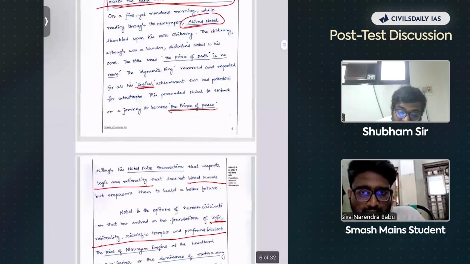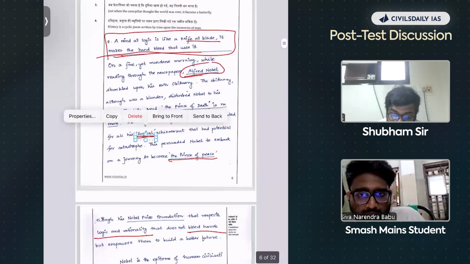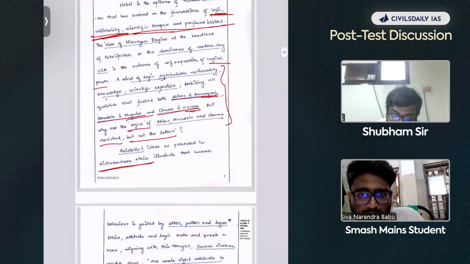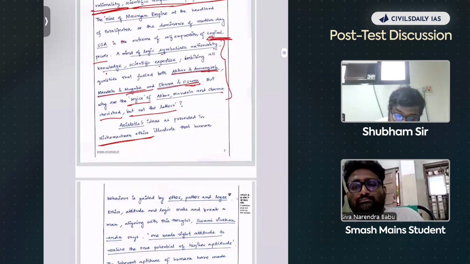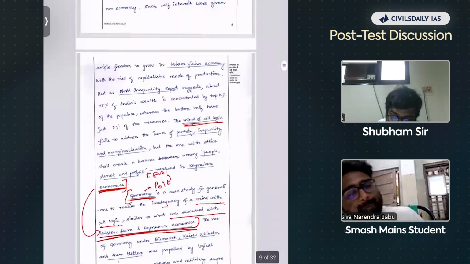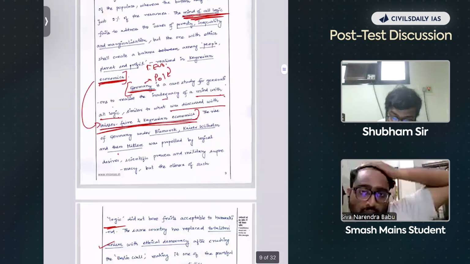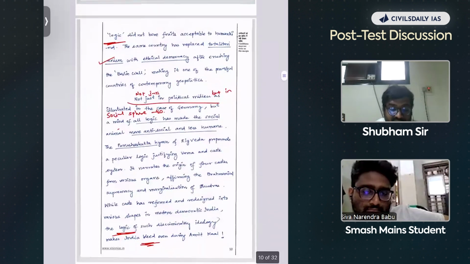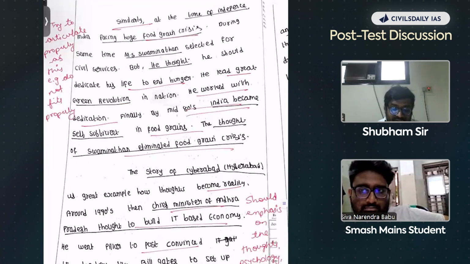If you see again, the repetition of the same keywords. In this first one, logical. In this, logic, rationality, scientific temper. Logic, then mind with all logic. Like that. Again, the examples in this, we could have given both examples, positive and negative.